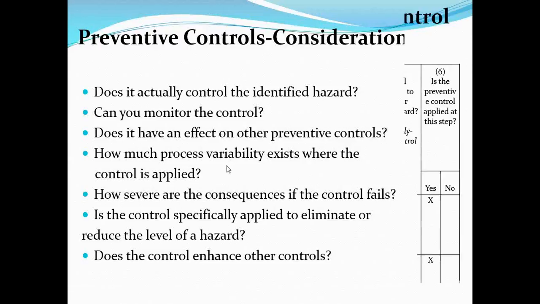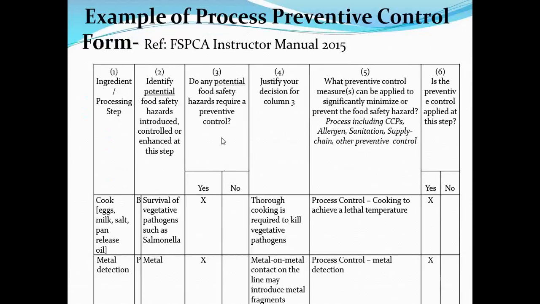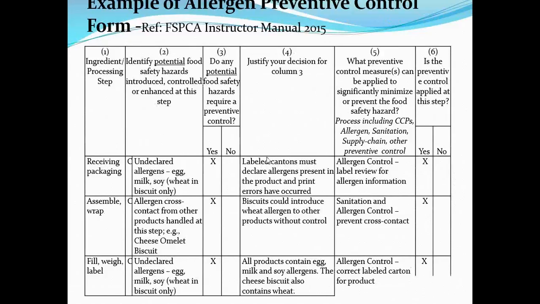I'm just going to give some examples of the templates. Again, all these templates have been taken from the Food Safety Preventive Control Alliance training program. Here, this is an example of process preventive control. I'm focusing on column 5, process control, cooking. Cooking is the preventive control here with a proper time temperature combination. And in the next slide, I have given an example of allergen preventive control.